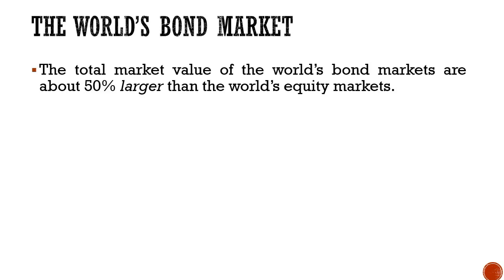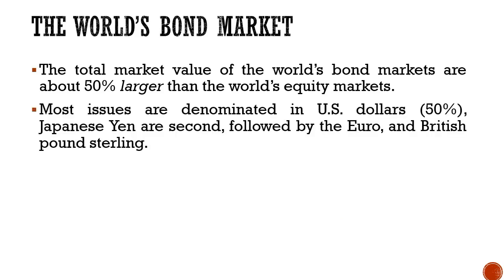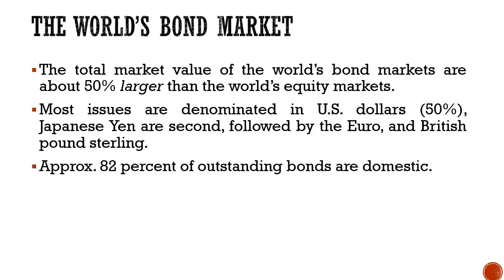Now let us go through the world's bond market. The total market value of the world's bond market is about 50% larger than the world's equity market. So it is much bigger than the equity market of the world. Most issues are denominated in the US dollars, approximately 50% of the world bond market. Japanese yen is the second, followed by the euro and the British pound sterling. Approximately 82% of outstanding bonds are domestic.